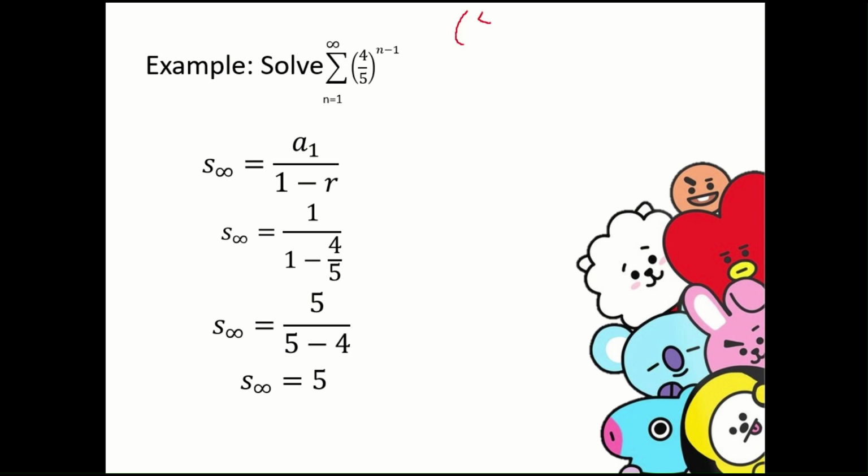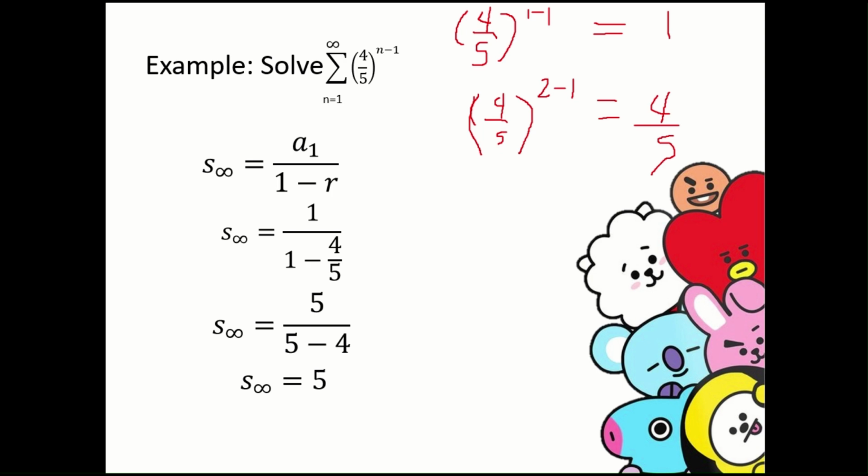We have a pattern here. So that is 4 over 5. We solve first the two terms: 4 over 5 to the power of 1 minus 1, and then 4 over 5 to the power of 2 minus 1. So the first term is equal to 1. Sir, why is it 1? 1 minus 1 is 0 on the exponent. Any number raised to 0 is just equal to 1. Don't forget that. Then for the second term, that is 4 over 5, because 2 minus 1 is 1. 4 over 5 to the power of 1 is 4 over 5.